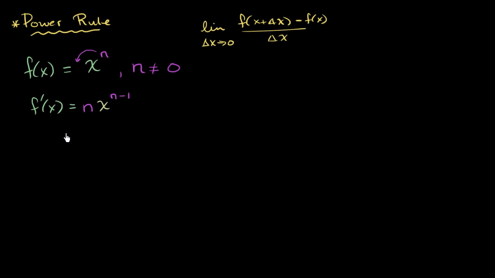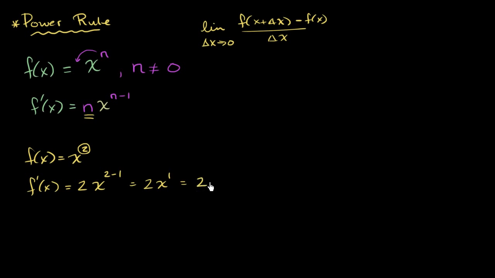So let's do a couple of examples just to make sure that that actually makes sense. Let's say that f of x was equal to x squared. Based on the power rule, what is f prime of x going to be equal to? Well, in this situation, our n is 2, so we bring the 2 out front. 2 times x to the 2 minus 1 power. So that's going to be 2 times x to the first power, which is just equal to 2x.